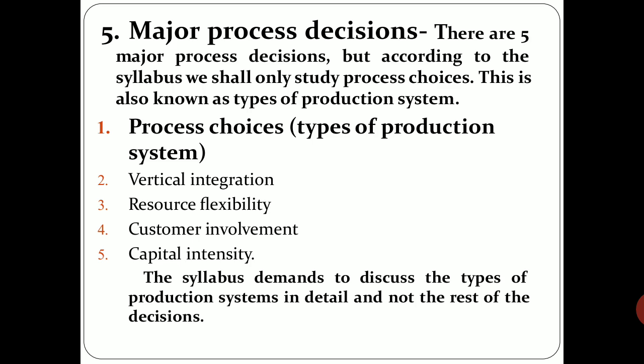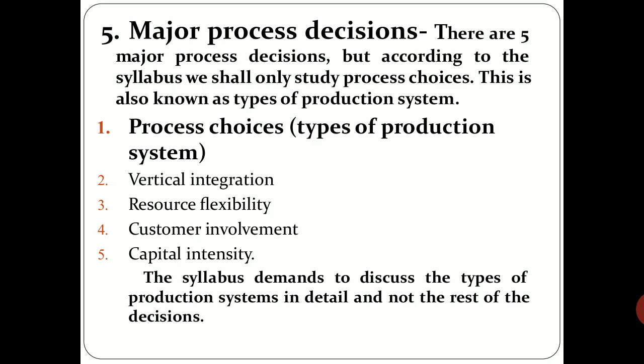See, in an organization there may be 5 major decisions, right? That is process choice, vertical integration, resource flexibility, customer involvement, and capital intensity. These are the 5 major types of decisions that an entrepreneur takes up, right? Out of these 5 major decisions, we are to study only process choice, right? It is the first decision taken up by the manufacturer, and that is what we are going to study here.